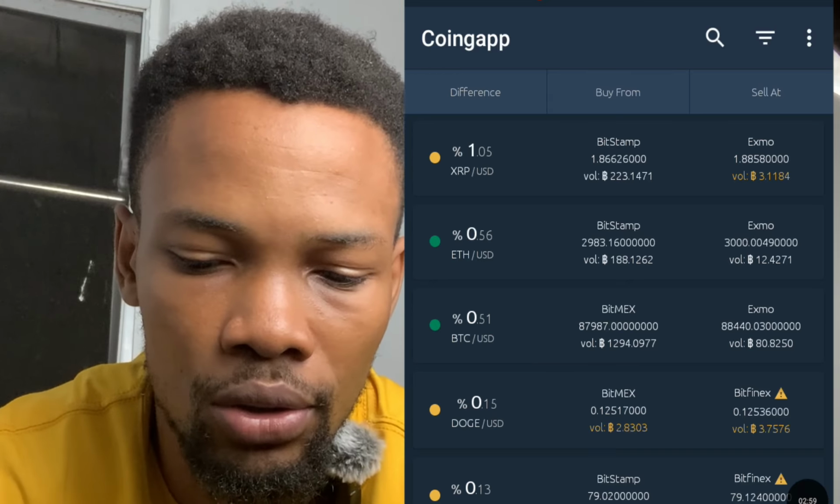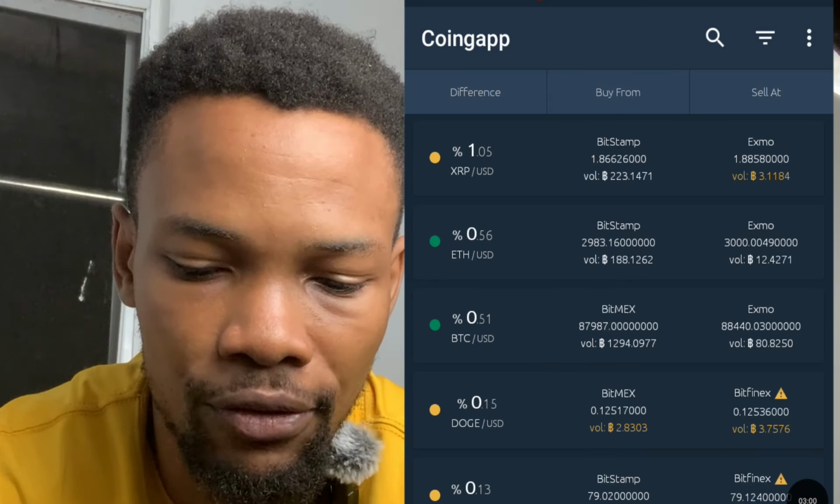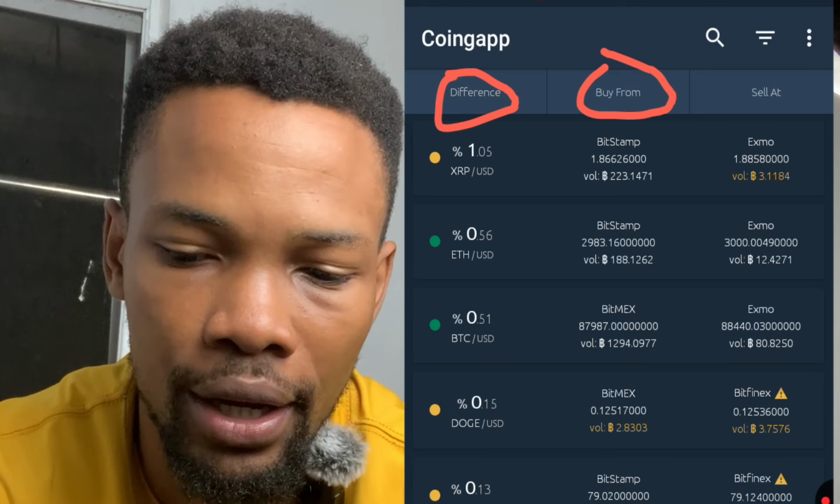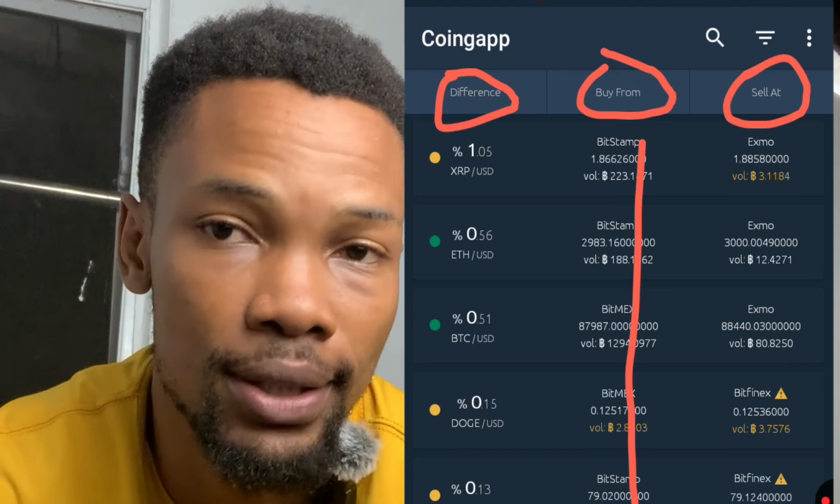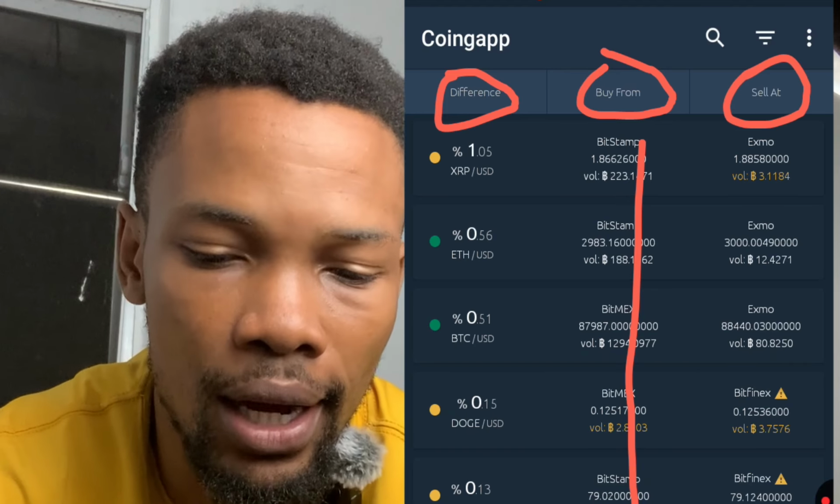So here on Coingapp, you can see the differences, which is just the spread I talked about. Then you can see the exchanges which you can buy from. There are a lot of them down here. They are what occupies this column. Then you can see where you can sell at. They're also what occupies this column. So if you scroll down, you can see a lot of opportunities around here.